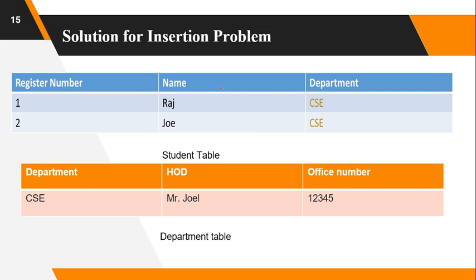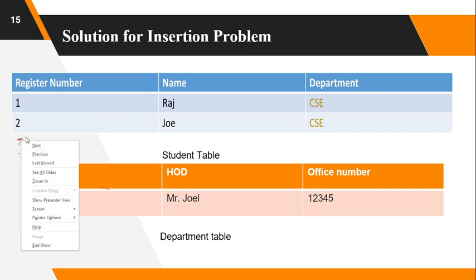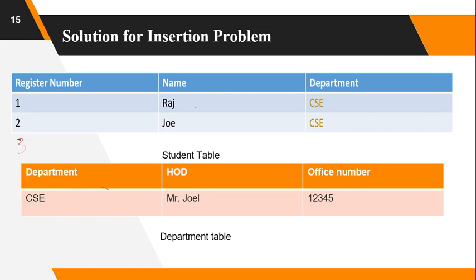So we have split the data into a student table and a department table. Now we have a separate table for department. In that we have department CSE, HOD Mr. Joel, and office number 12345. Now let's check. For example, if I'm adding a new record, register number 3, name Jack, department CSE. That's all. So now I have inserted a new record.